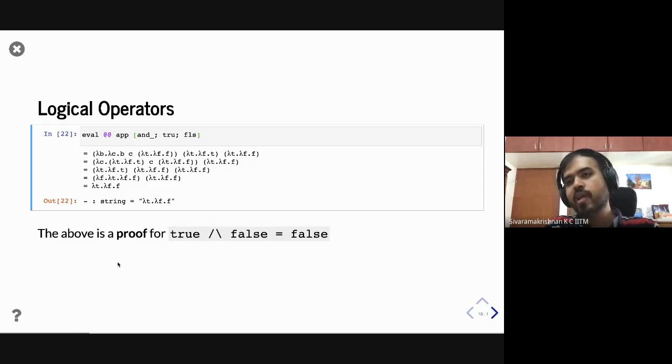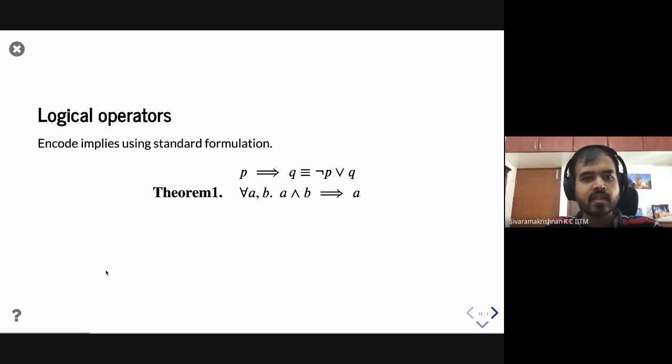You can look at this as a proof that true and false is false, right? Because we are evaluating this to false without assuming anything about how the thing operates underneath. Everything is defined just through lambda calculus, right? Okay, and you can also encode higher level operators, right? We can encode logical implication using the standard formulation, right?